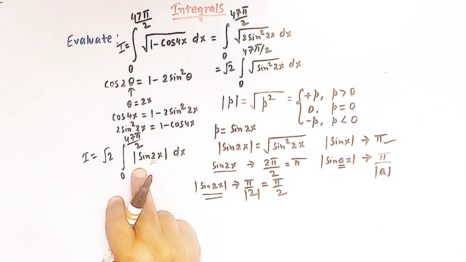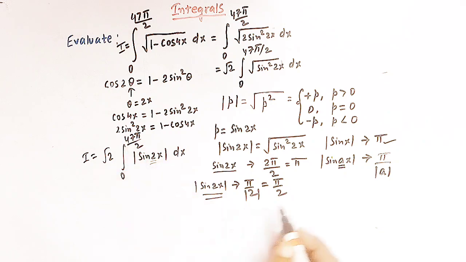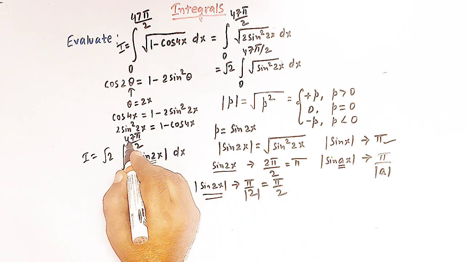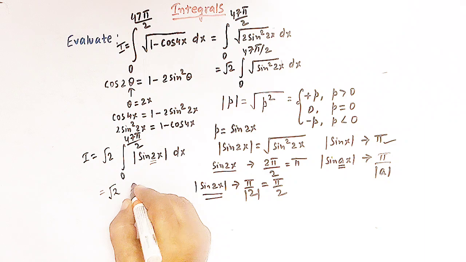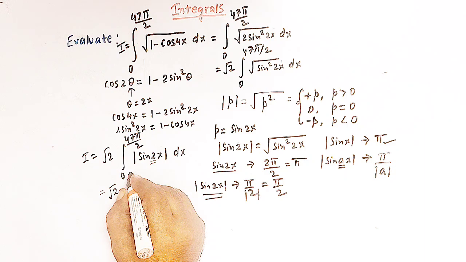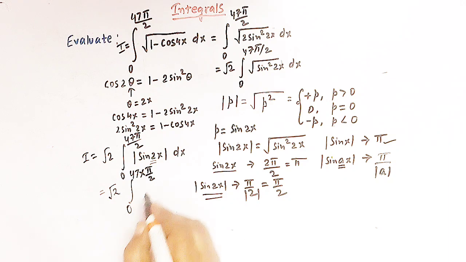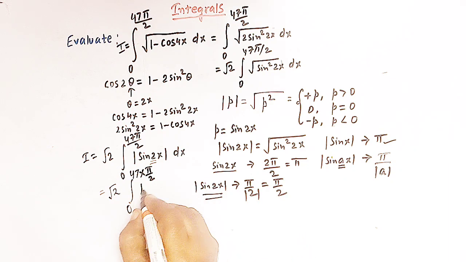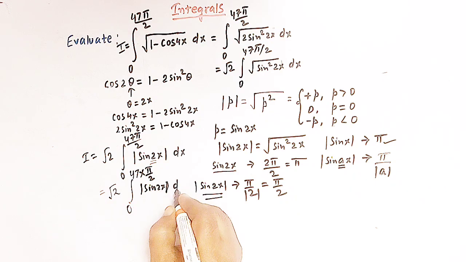And now in this integral, we can see that in the upper limit, we have this period pi over 2, because here the upper limit is 47 pi over 2, right? So we can also write this integral as square root of 2, then we have 0, then we can write 47 times pi over 2. Pi over 2 is the period of mod sine 2x, and here we have mod of sine 2x dx.